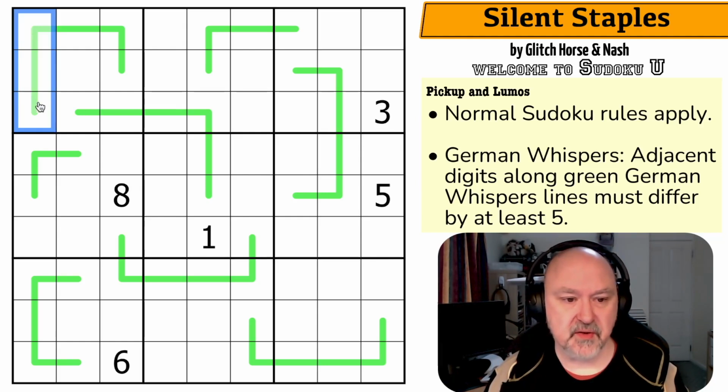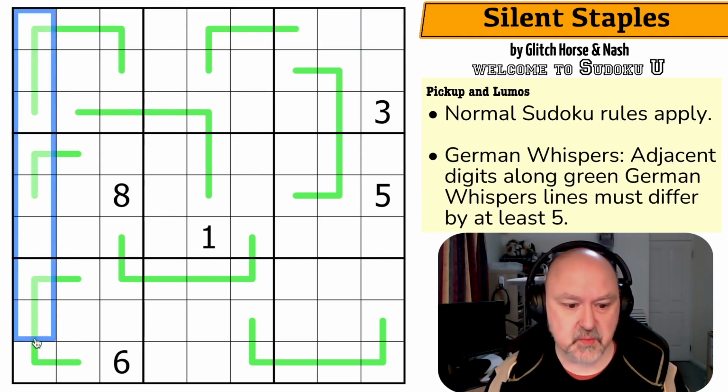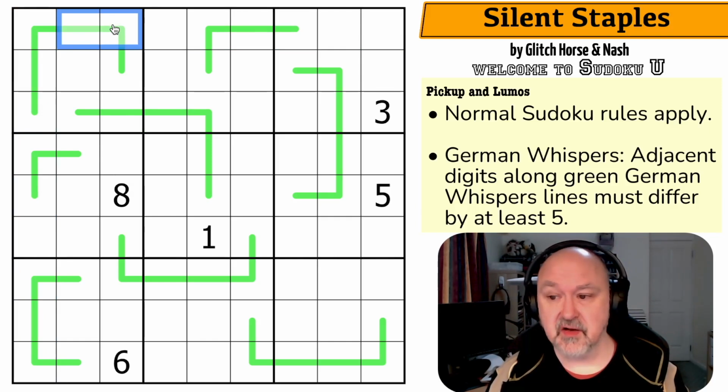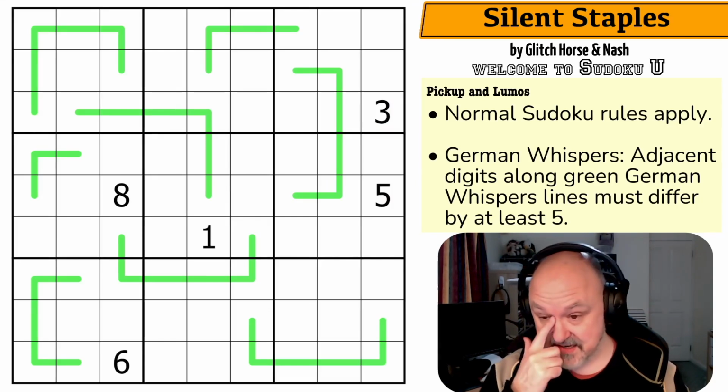Normal Sudoku rules apply. So in every box, in every row, and in every column, the digits 1 to 9 must be placed without repetition. The only other rule we've got in this one is German whispers. Adjacent digits along a green German whisper line, or along green German whisper lines, must differ by at least 5. That's it. That's all we got. I'm going to restart the puzzle to restart my timer. Let's give this a shot.